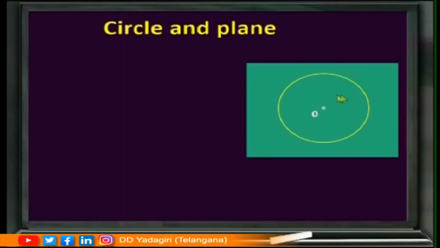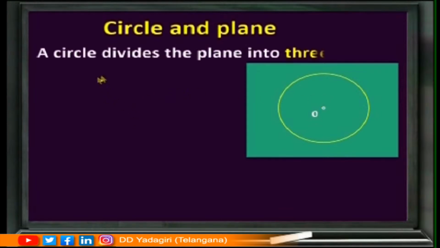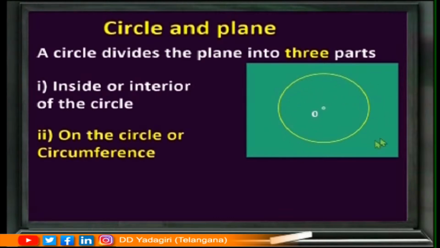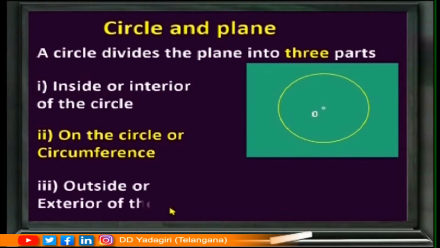Now let us see circle and plane. So this is a circle and this is a plane. This circle divides the plane into 3 different parts: one part which is the inner side, one is the outside part, and one is the part which is on the circle. A circle always divides the plane into 3 parts. The first is inside or interior of the circle, so this total part will be inside or interior of the circle. The second one is on the circle, or we can say circumference. And the third one is outside or exterior of the circle.